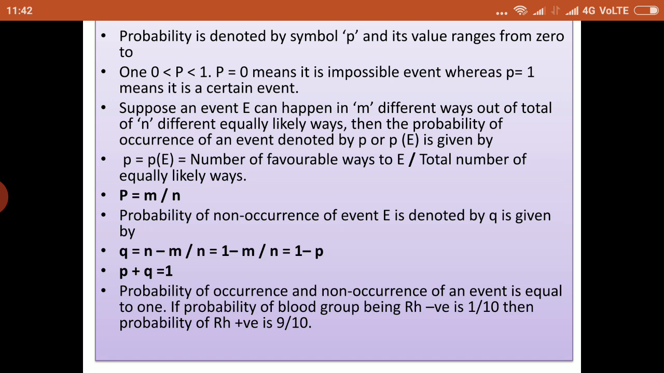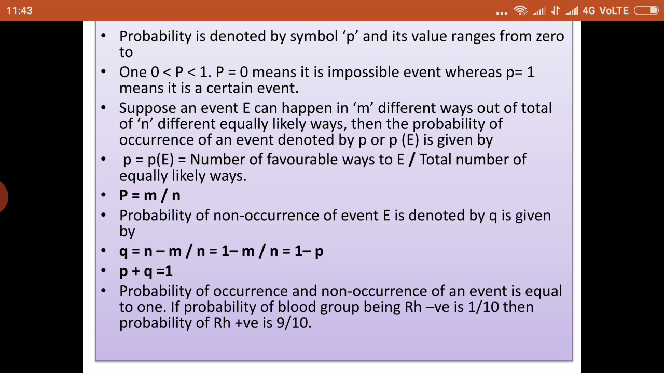Suppose an event E can happen in m different ways out of a total of n different equally likely ways. Then the probability of occurrence of the event, denoted by P or P(E), is given by P equal to the number of favorable ways to E divided by the total number of equally likely ways. So this is the formula. You can remember it as P is equal to m divided by n.